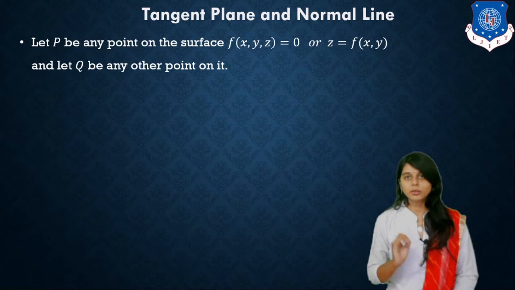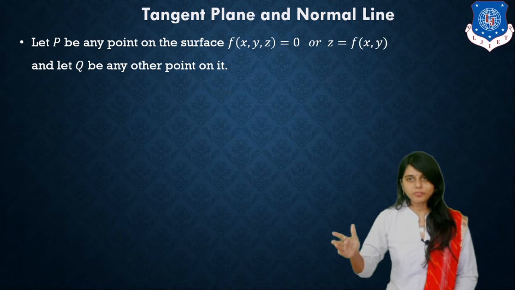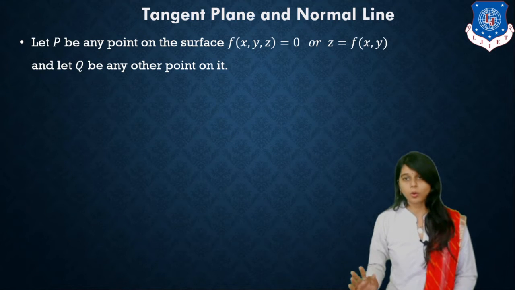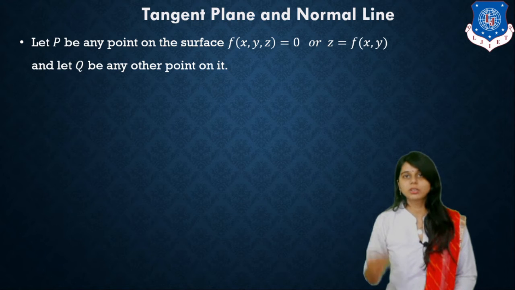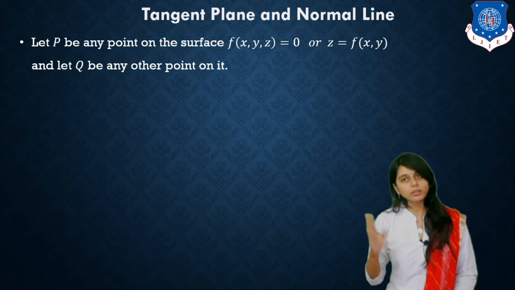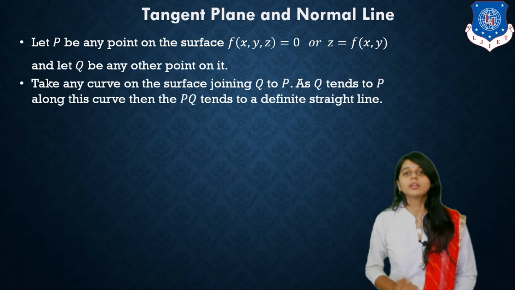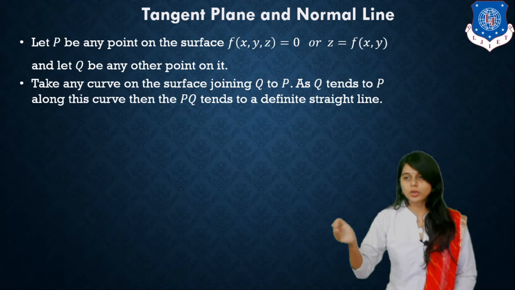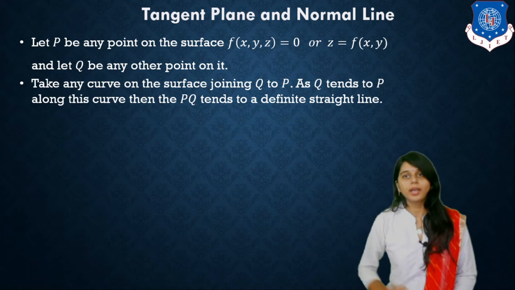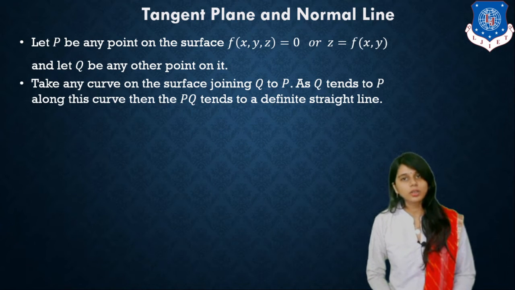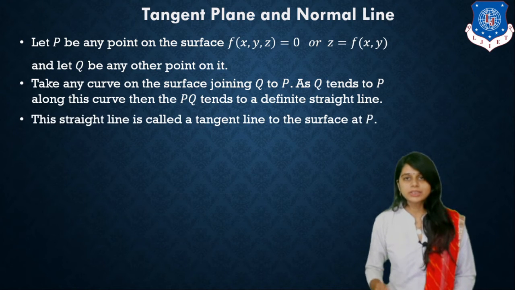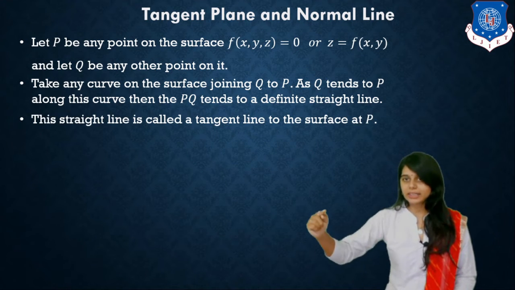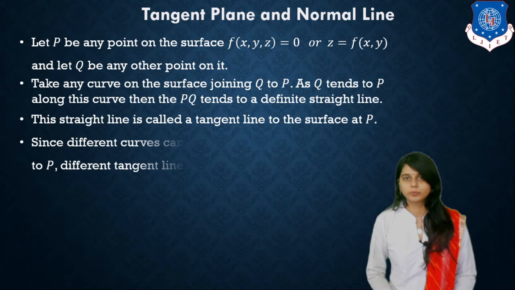First, let P be any point on the surface f(x, y, z) = 0, or z = f(x, y) for the 3-dimension or 2-dimension, and let Q be any other point on it. Then take any curve on the surface joining Q to P. As Q tends to P along the curve, PQ tends to a definite straight line. This straight line is called the tangent line to the surface at P.